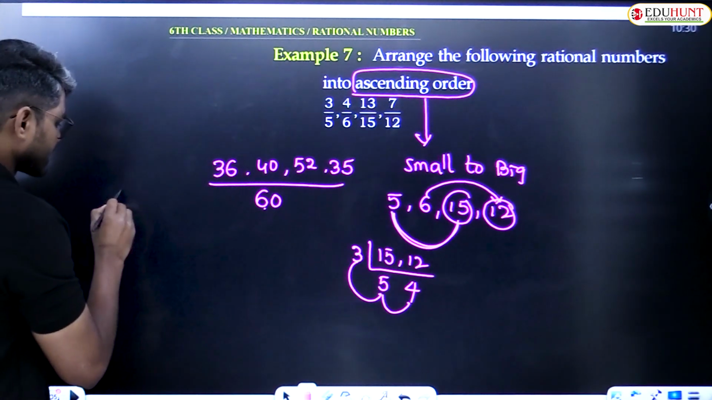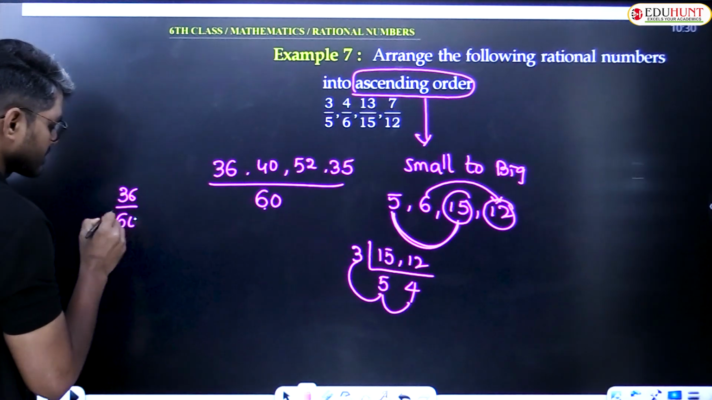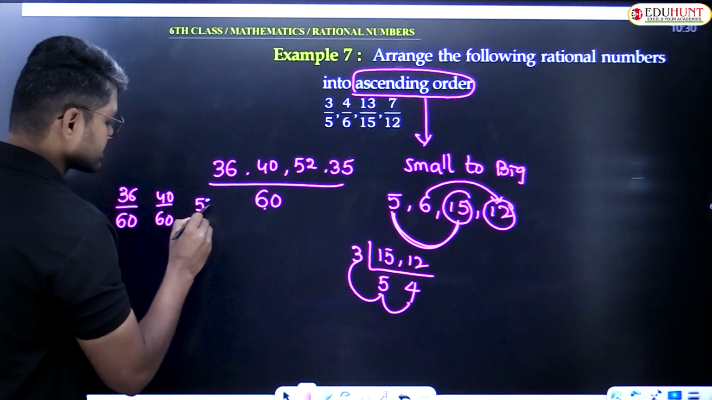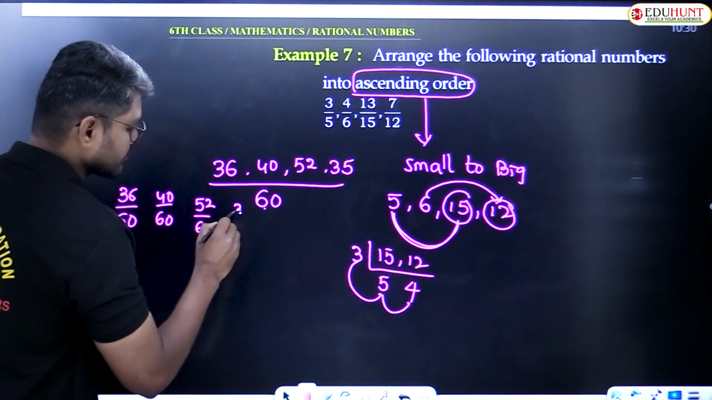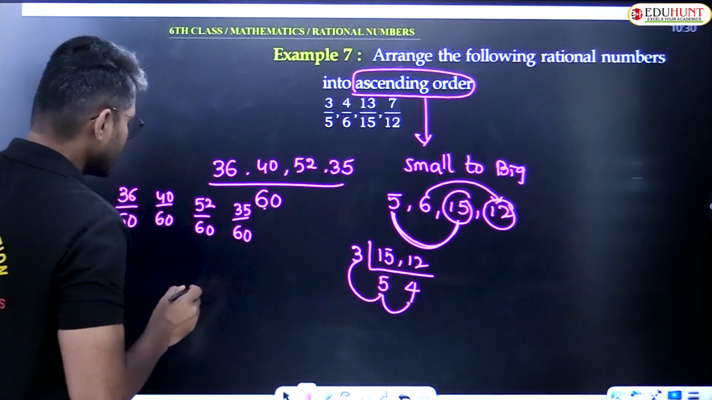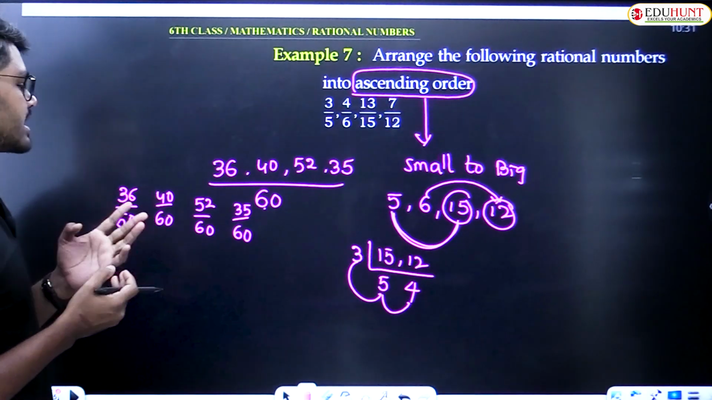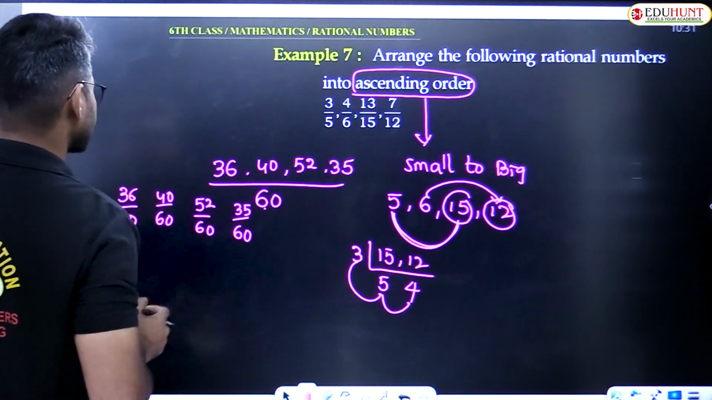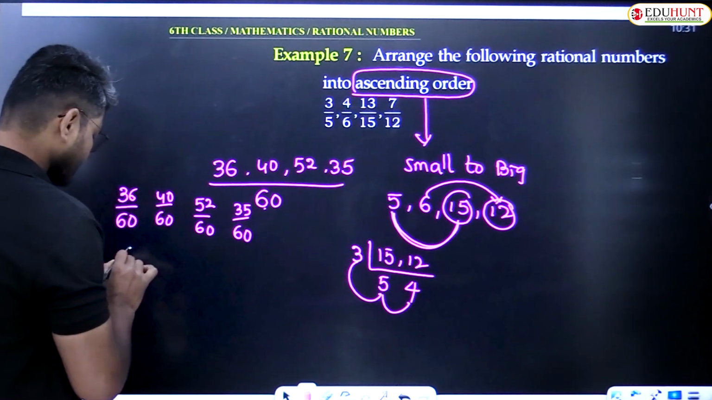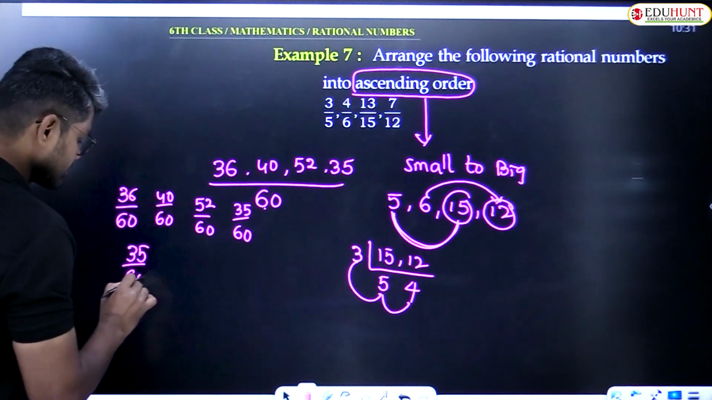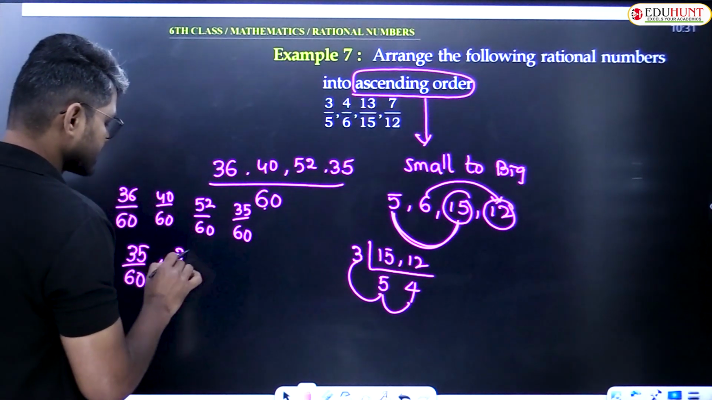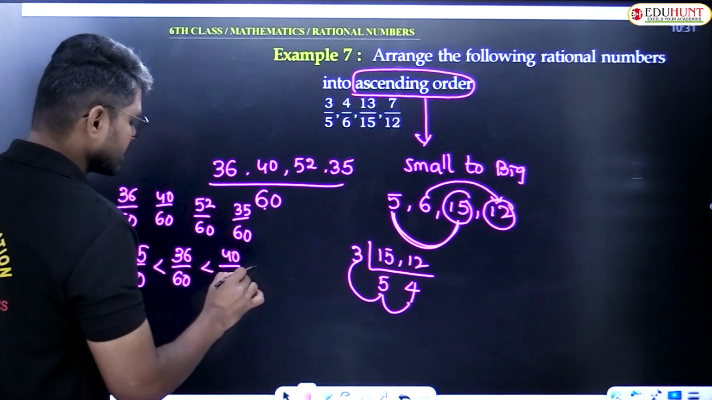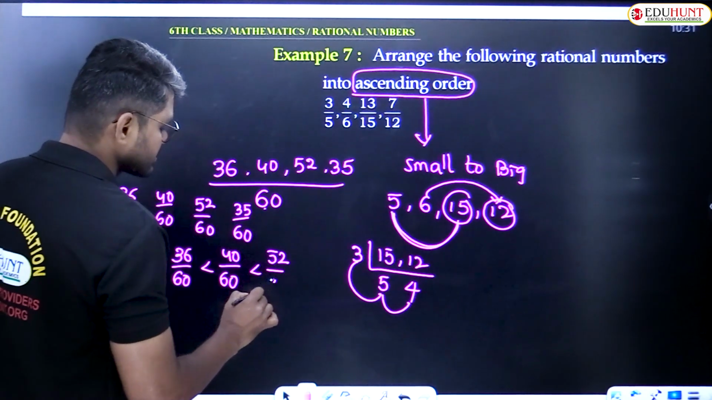We can say that 36 by 60, 40 by 60, 52 by 60 and 35 by 60. These all are like fractions. So directly we can say that whichever numerator is smaller, that is the smallest one. Small to big, ascending order. First write 35 by 60 less than 36 by 60 less than 40 by 60 less than 52 by 60.